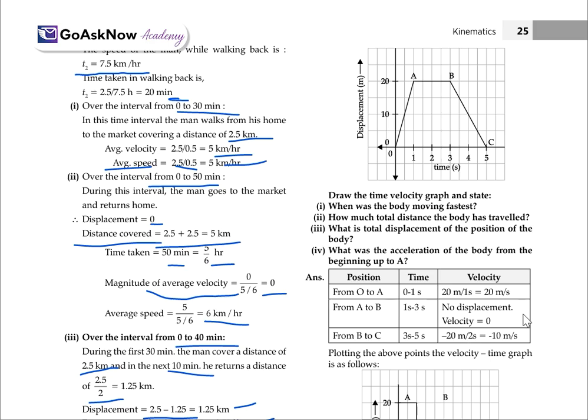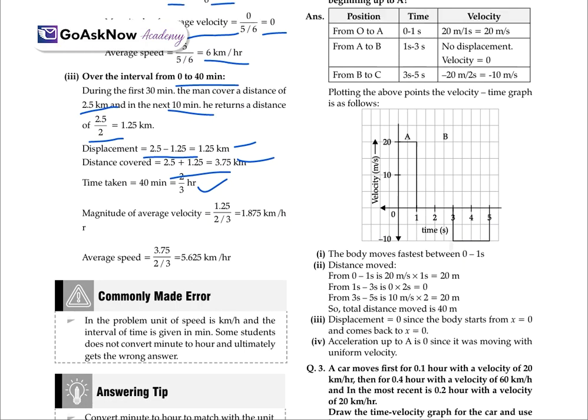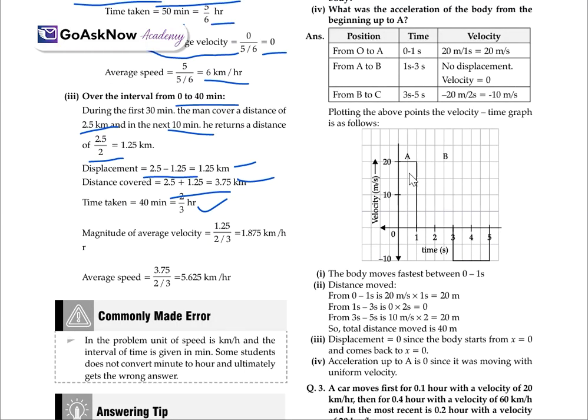Now plotting the points of the velocity time graph like this. We have velocity and then time, A and then B. 0 to 1 means like this, 1 to 20. No displacement, it's fine. Then it's going downside and minus, so it will be like this.